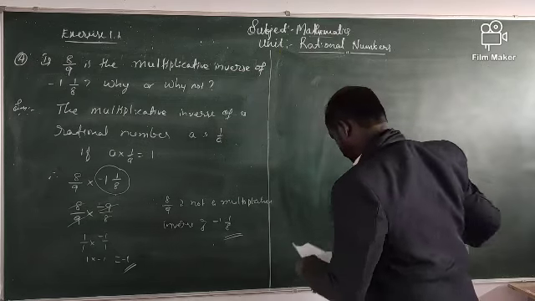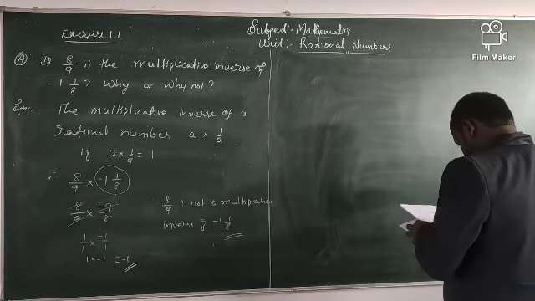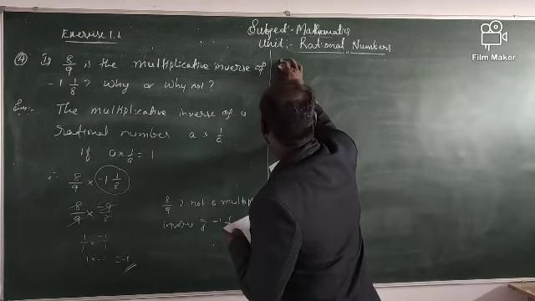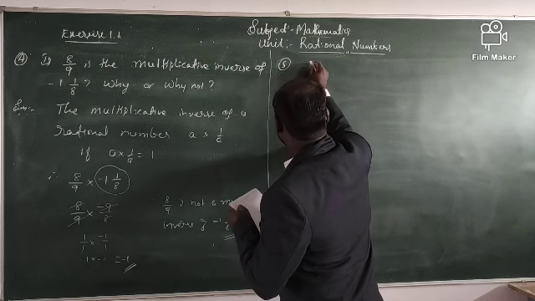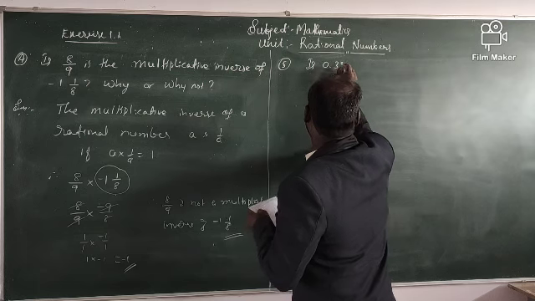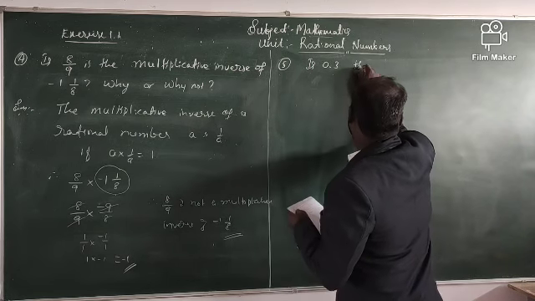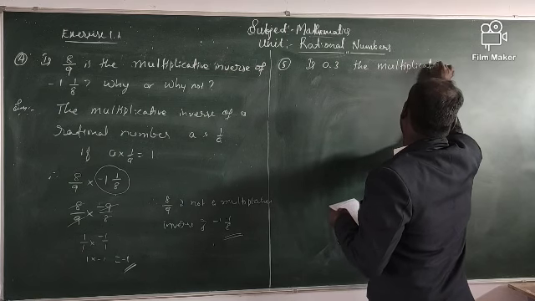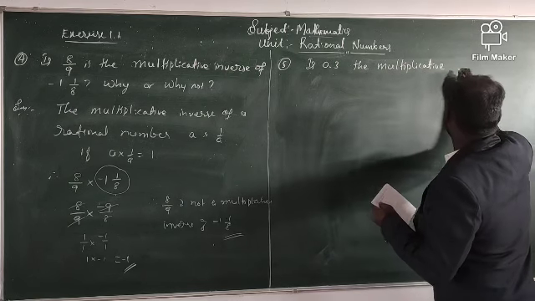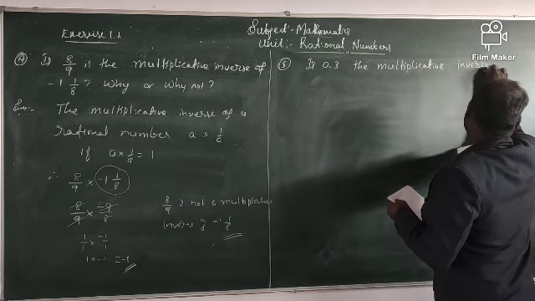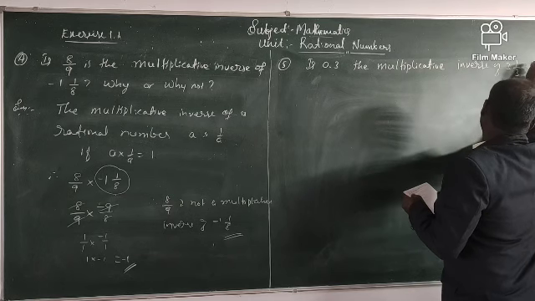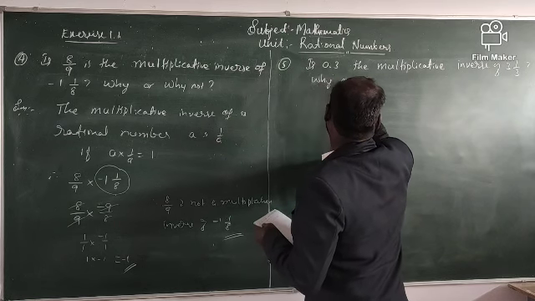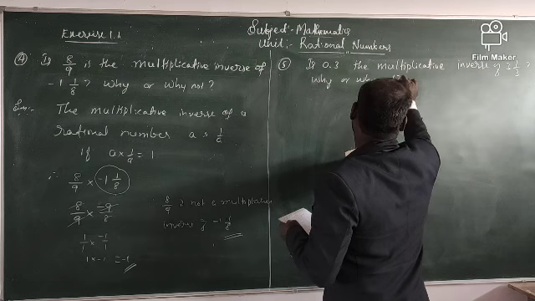Write down the problem. The fifth problem is: is 0.3 the multiplicative inverse of 3 1/3? Why or why not?